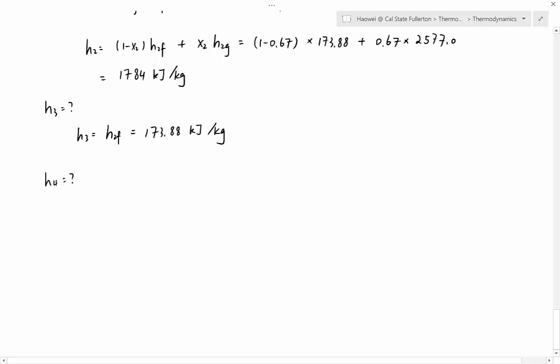So the only thing that is left is H4. H4, 3 to 4 is the pump, so number 4 is the end of the pump. How do we look for H at the end of the pump? We use one method that may be new to you. This is the first time we use it. So first of all, let's recall W dot pump over M dot is equal to H4 minus H3. This comes from first law of thermodynamics, which we proved in earlier classes.